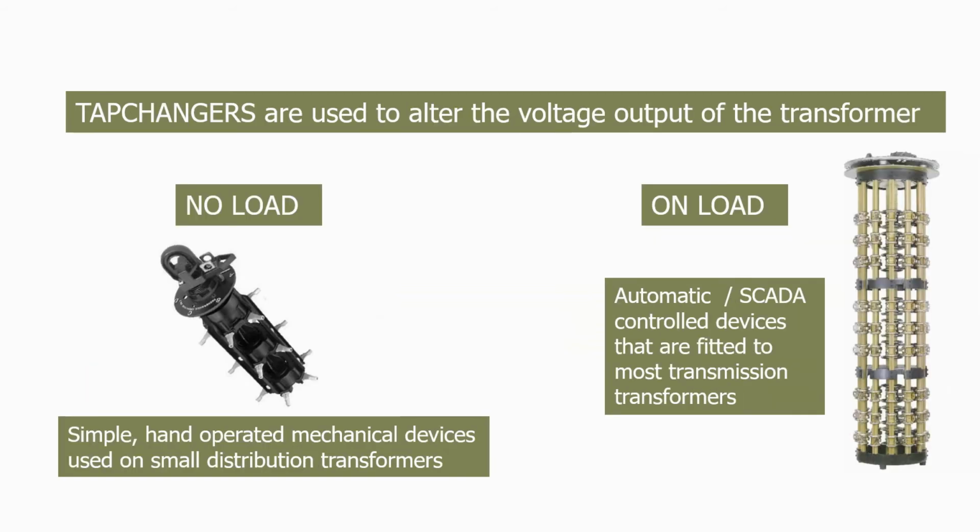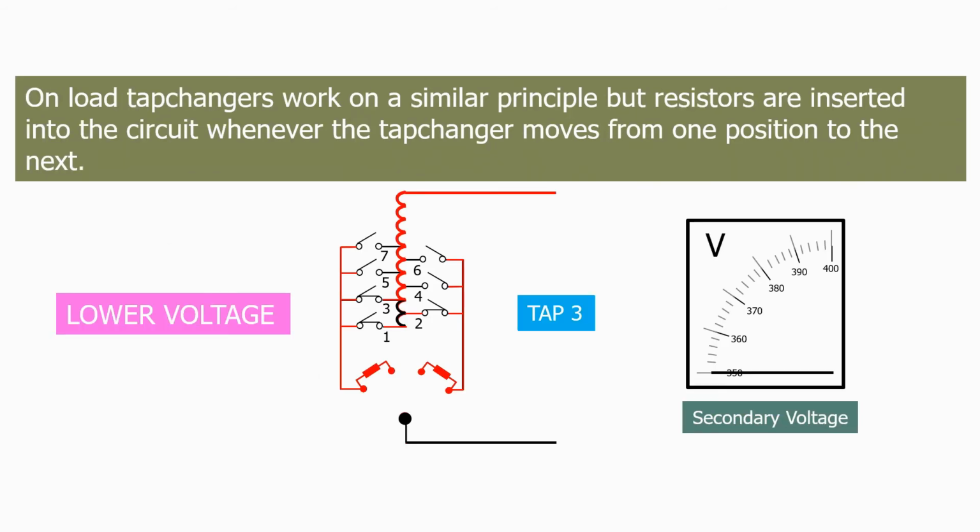Transformer tap changers are used to change the output voltage of the transformer. We look in detail how tap changers operate and how they can be configured to deliver the voltage that we require.